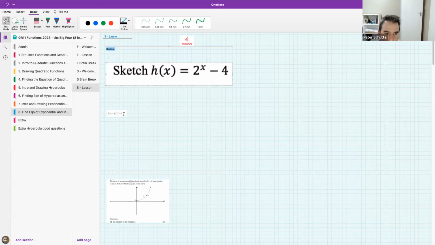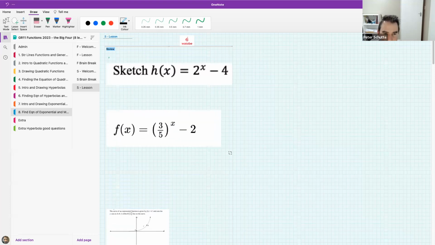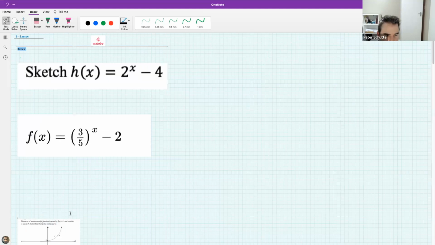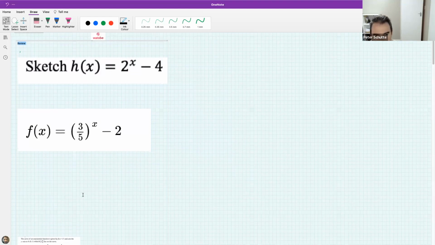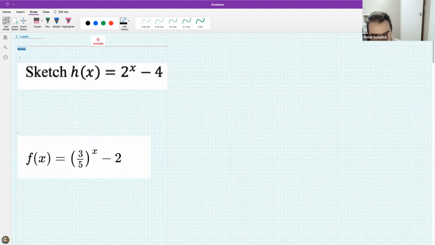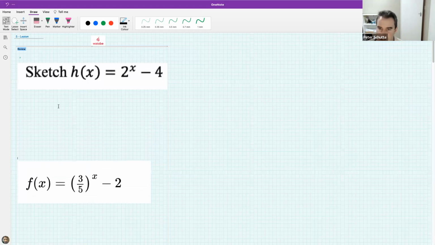I want to start with a little bit of a review. These are two types of exponential functions. And if we were to draw these, what would your first steps be? What do you remember from the last lesson? What would your first step be? And what observations would you make straight away about these two functions?